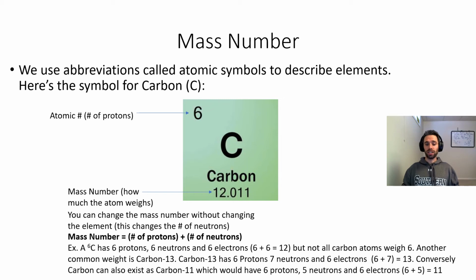Another common weight is carbon-13. Carbon-13 has 6 protons, 7 neutrons, 6 electrons. 6 protons plus 7 neutrons equals 13. Conversely, carbon also exists as carbon-11, which would have 6 protons, 5 neutrons, and 6 electrons. 6 protons plus 5 neutrons equals 11. Keep in mind this formula will be useful in the next few slides. Keep it handy and try and remember it.